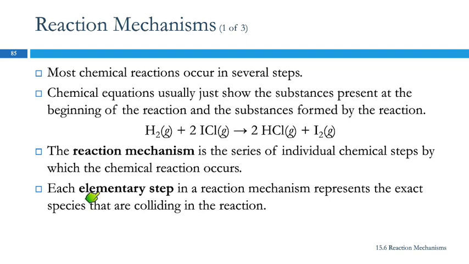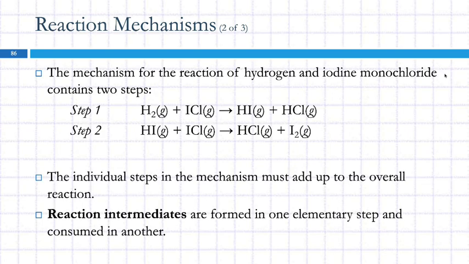So each elementary step represents the exact species that are colliding in the reaction. So if we look at hydrogen and iodine monochloride, in the first step, hydrogen collides with ICl and makes hydrogen iodide and hydrogen chloride. In the second step, hydrogen iodide connects with another ICl to form HCl and I2.